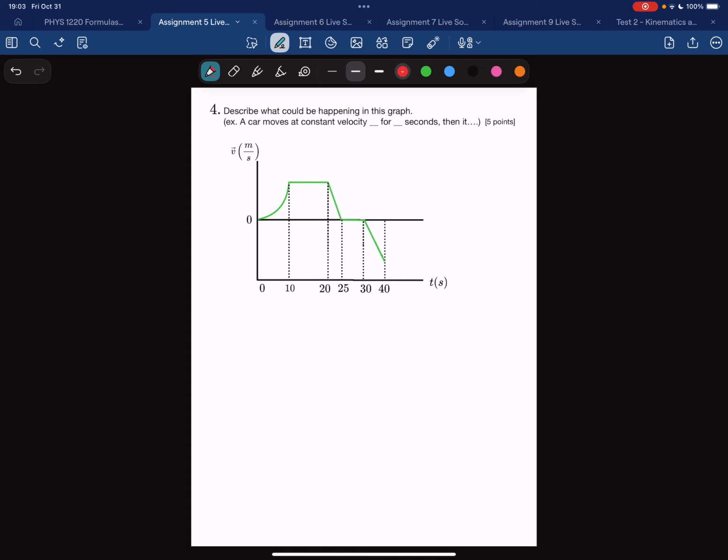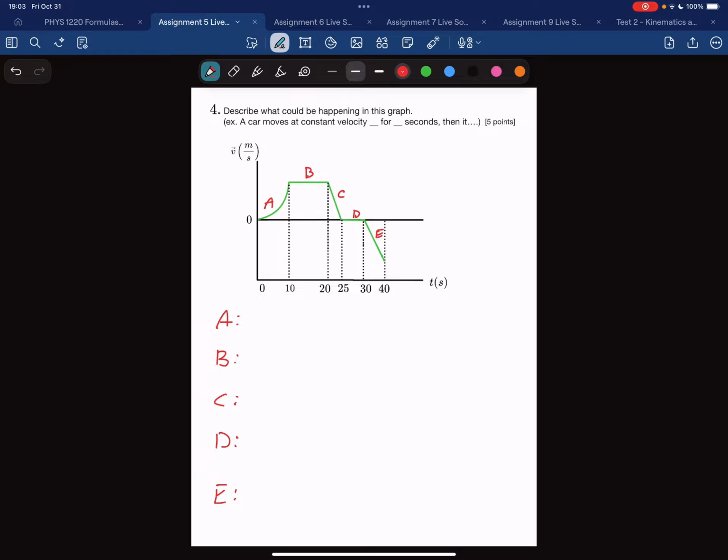Okay, so describe what could be happening in this graph. So I see 5 distinct sections here. I'm going to call it sections A, B, C, D, and E. And I'll write just a quick little statement for each one.